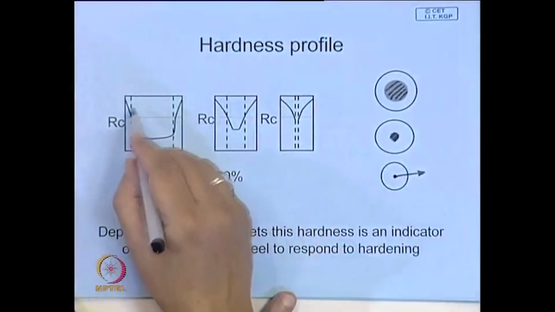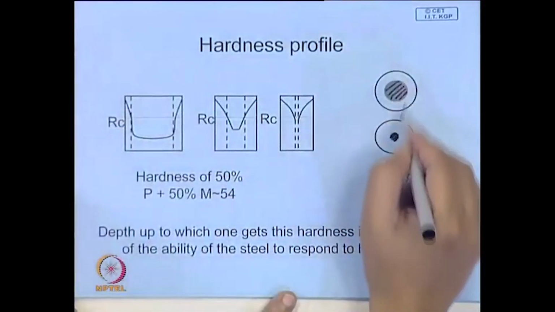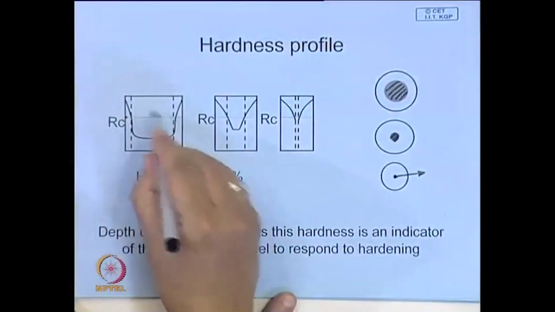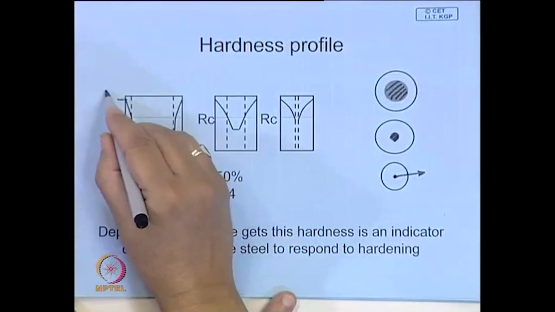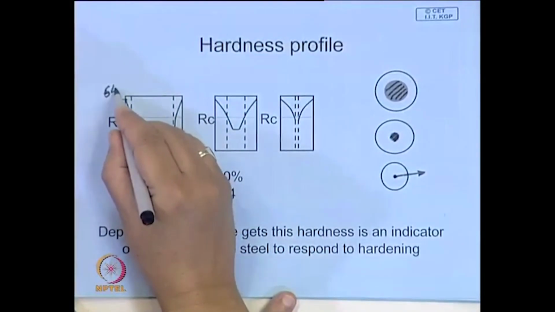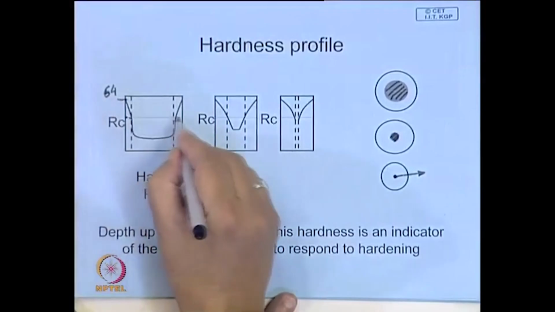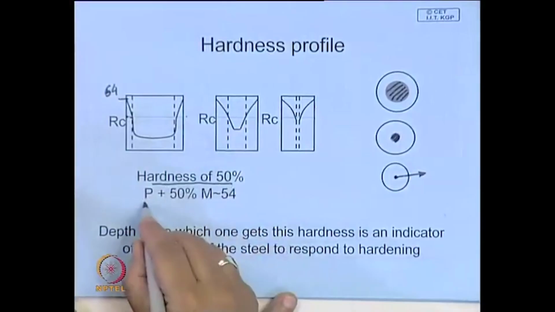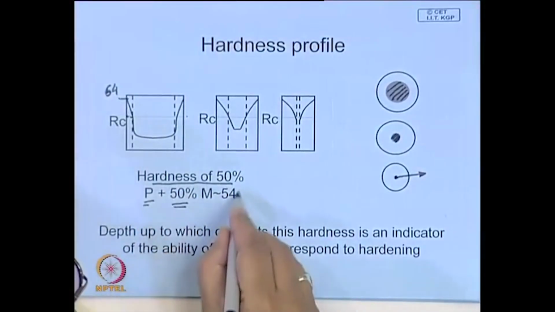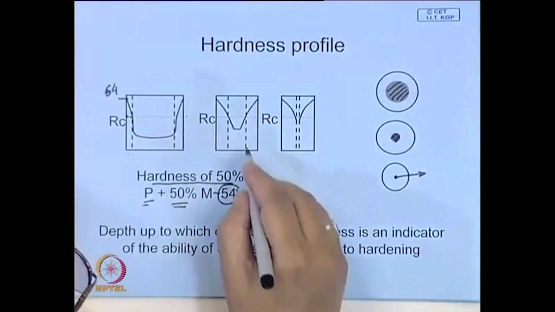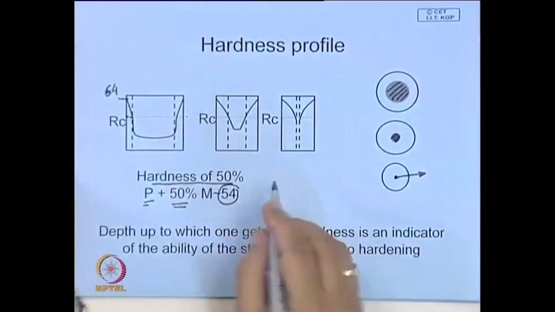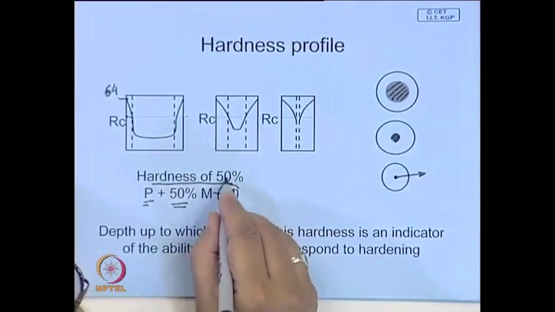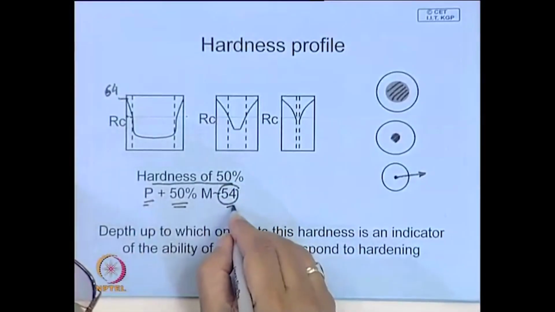So, this is the best way to think about it: when you take a section, you can measure the hardness from this end to that end. This is the hardness profile. Let us say this is hardness 64 at the surface, and 50 is the hardness of this mixture, 50% pearlite, 50% martensite. This is around RC 54 for a eutectoid kind of steel. So, with carbon content around 0.7, 0.8, the hardness of 50% martensite, 50% pearlite will be around this.